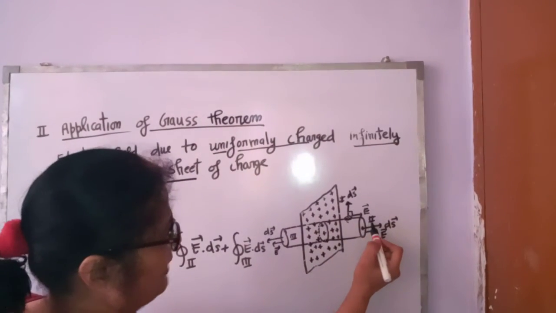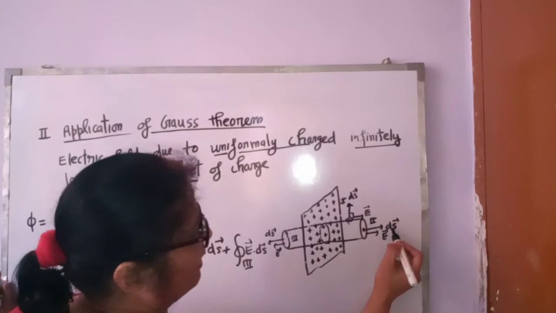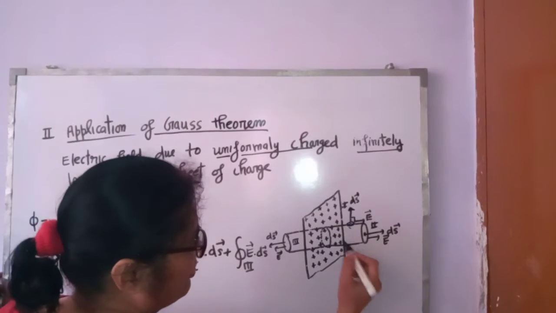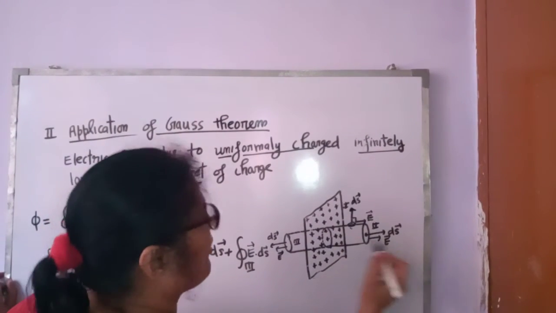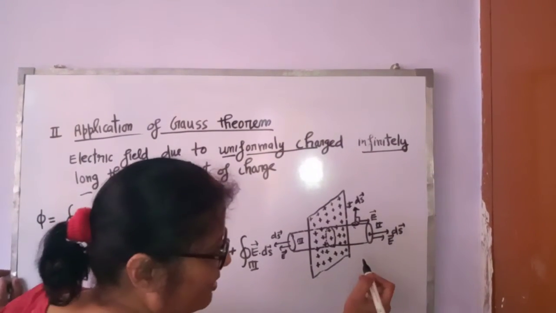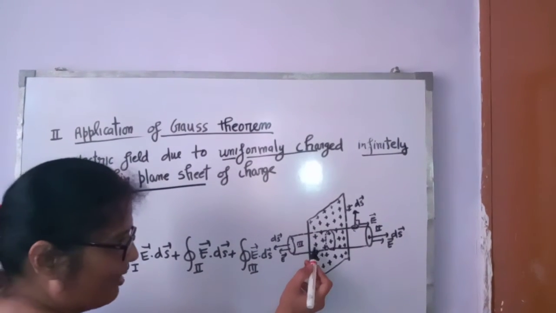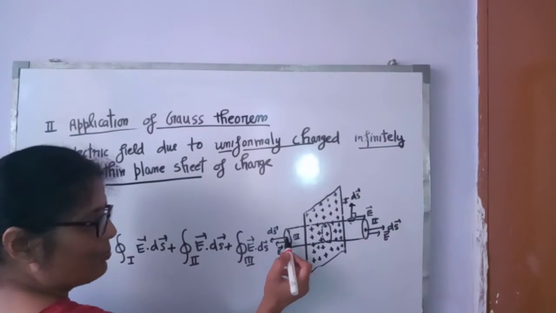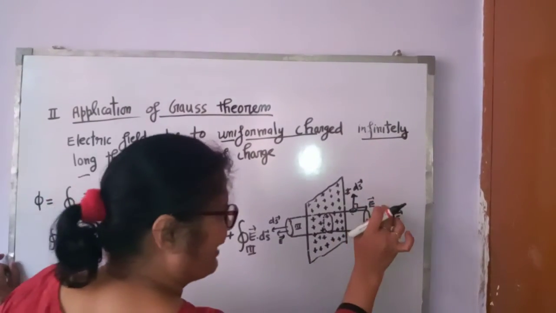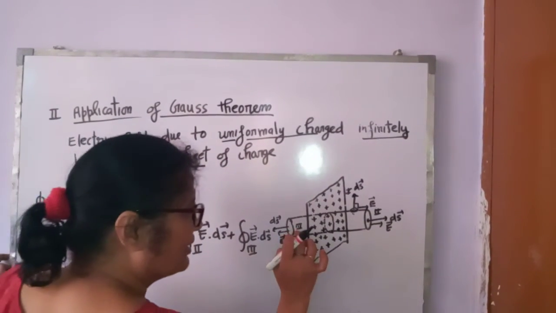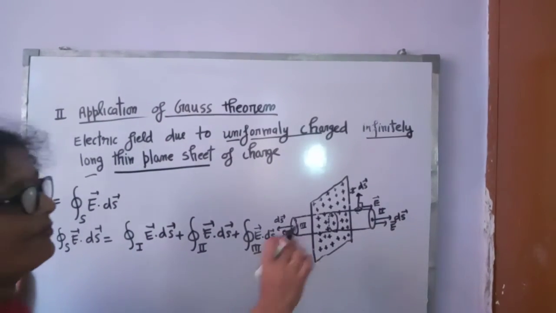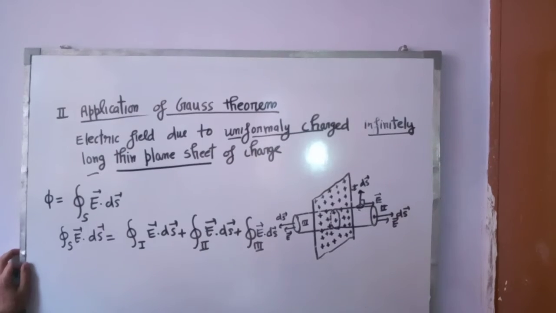For the ends, second part and third part, the electric field and area vector are both in the same direction. Because the sheet is positively charged, the electric field is away from the sheet, and you know the area vector is always perpendicular and directed outward. Here also the electric field is away from the sheet and the area vector is perpendicular to the surface and directed outward. So for the second and third parts, the electric field and area vector are in the same direction. That means the angle between them is equal to 0, and you know cos 0 is equal to 1.